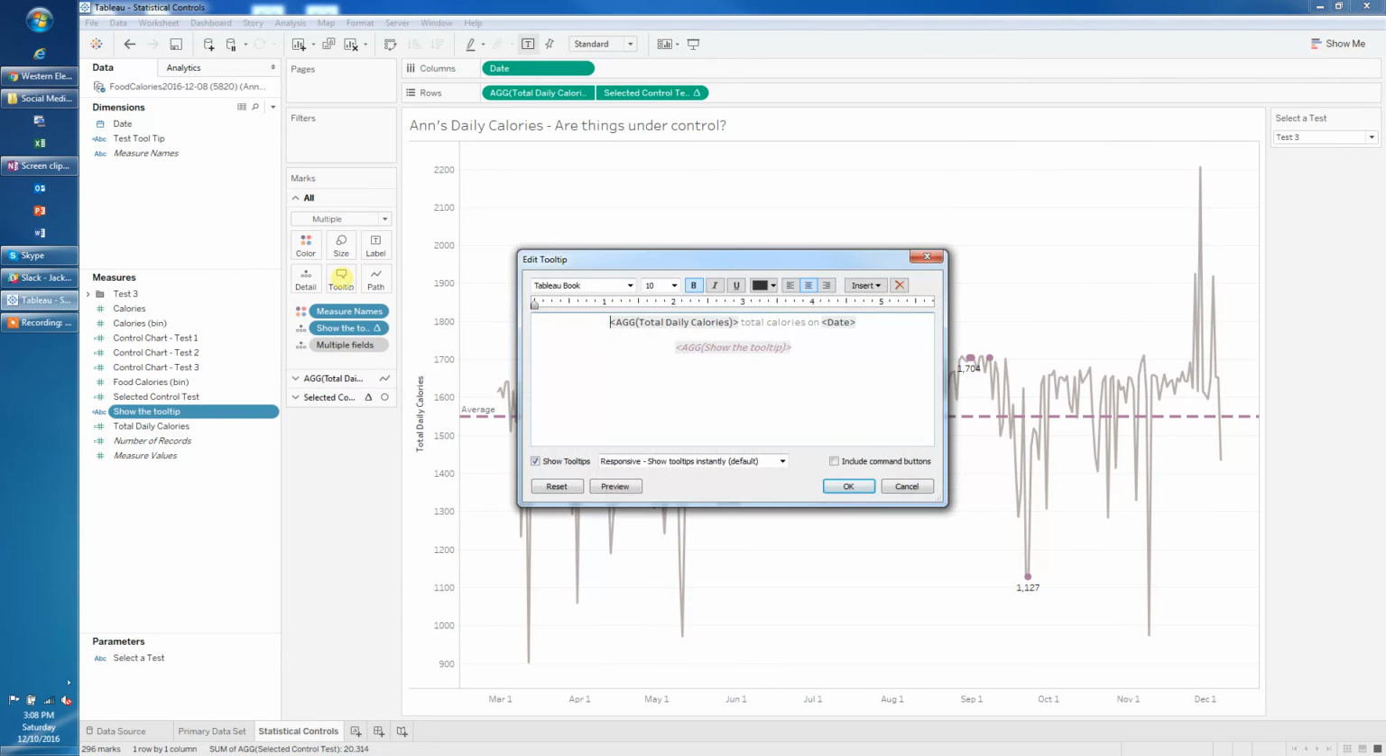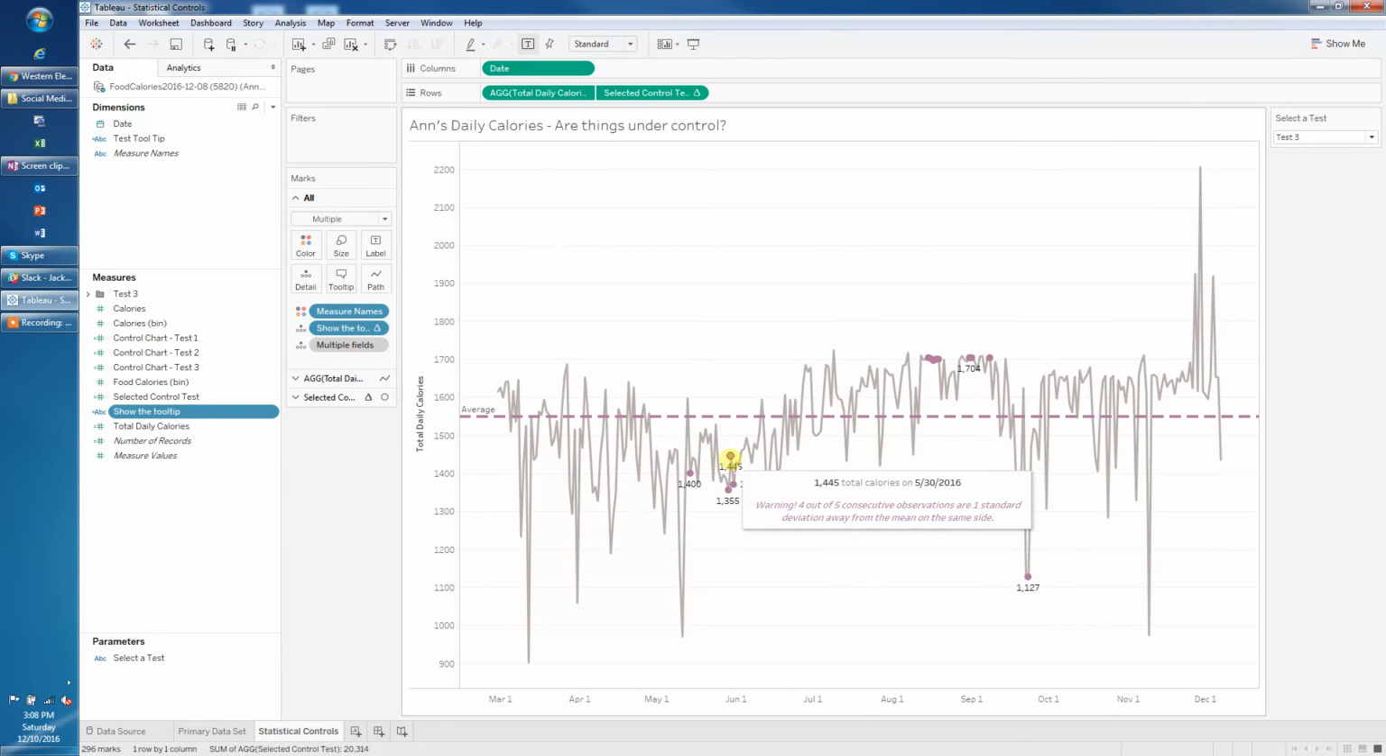And that's what's driving what I have in my tooltip, I'll show you here. So on May 30th, 2016, that might be a cause for concern. Four out of five consecutive observations are one standard deviation away from the mean on the same side. When I was playing around with this, I actually liked test three the best because I think it pointed out where there might be patterns where I was going the wrong way. So this looks like a pattern where I wasn't necessarily getting the normal amount of calories that I wanted and I was on the low end. And this was maybe two streaks or trends where maybe I was consuming too many calories on a daily basis.